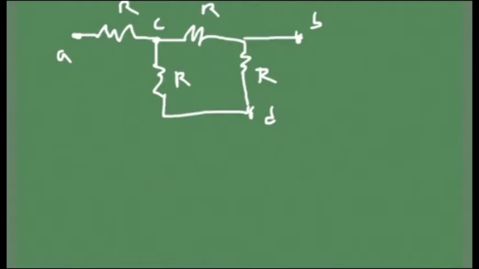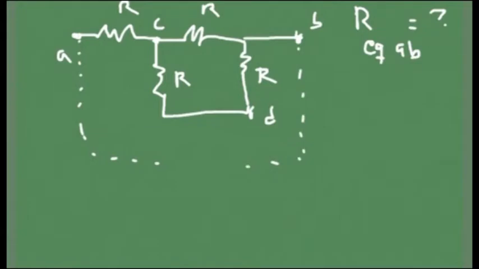So let's calculate the equivalent resistance between A and B. That would be the resistance that you would encounter if you try to set up a current between these 2 points, right? If you put a battery here, that would be the resistance of the circuit. Okay? So how do we calculate that?